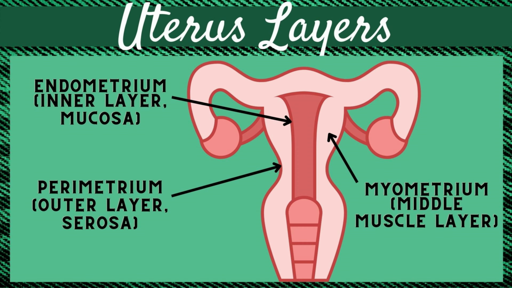Time to talk about the uterine layers. The uterus has 3 layers. The outer layer is known as the perimetrium, and this is also known as the serosa. It has an inner layer known as the endometrium, also called the mucosa, and this is the lining that the superficial portion of is shed each month during menses. And then there's a middle muscle layer known as the myometrium.